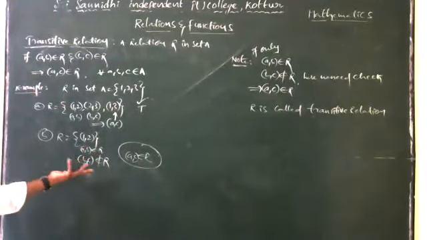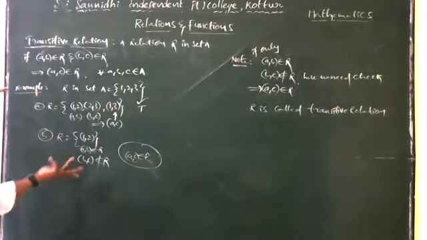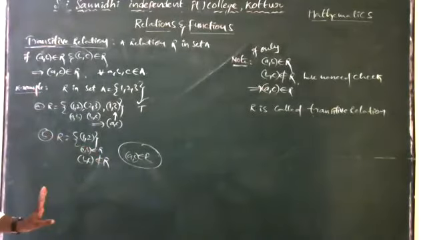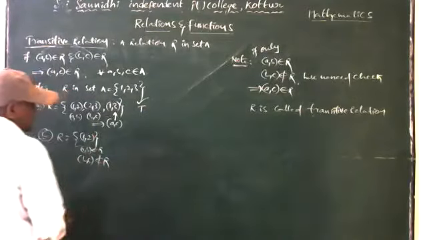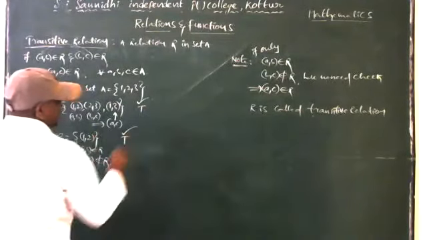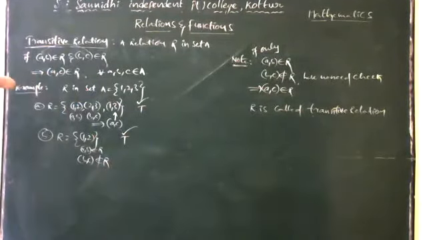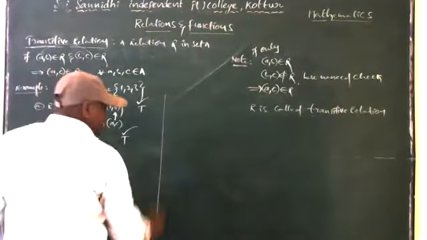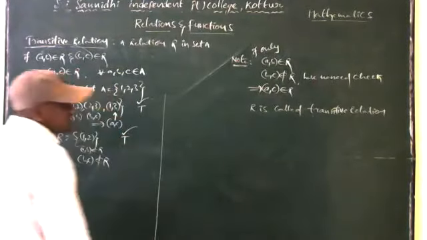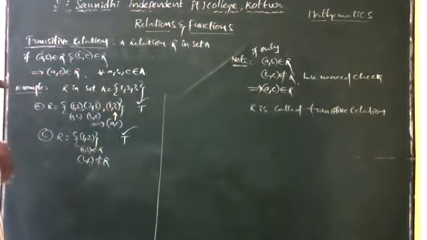In case the B comma C ordered pair is not there, then also it is called a transitive relation. Remember that. So this is also an example of a transitive relation. Right. Take some more examples. Transitive relation is very important.